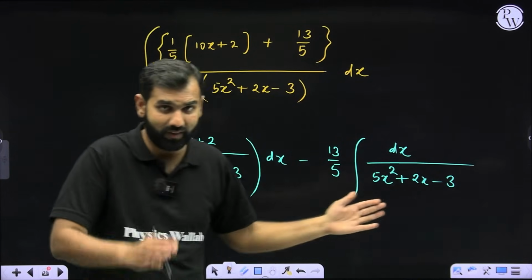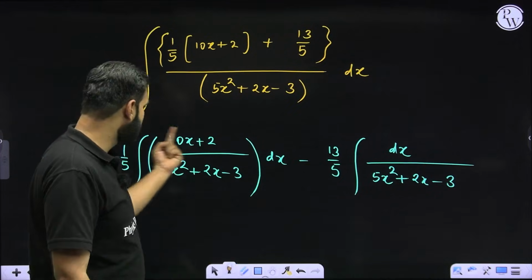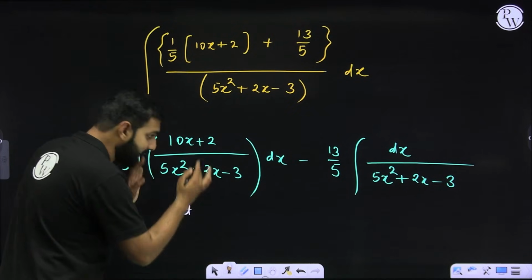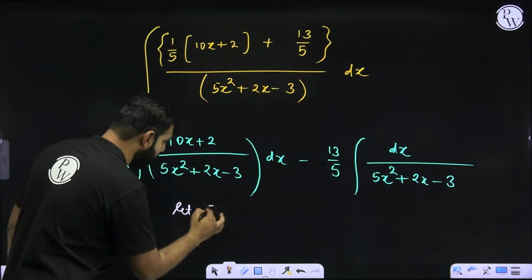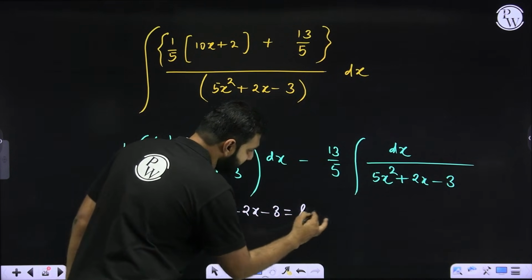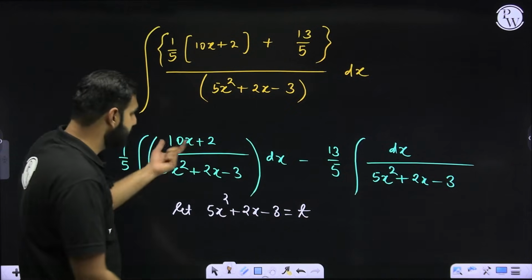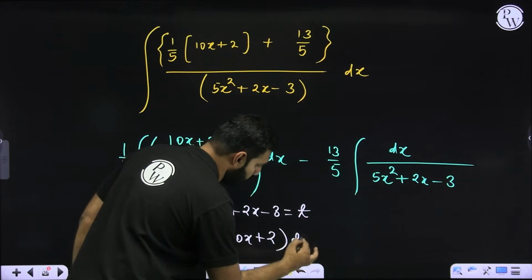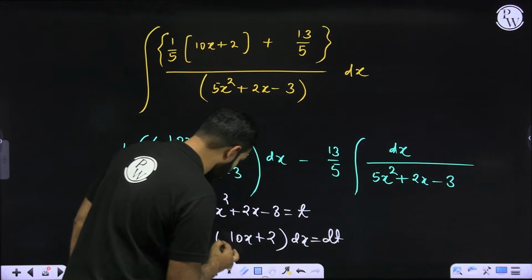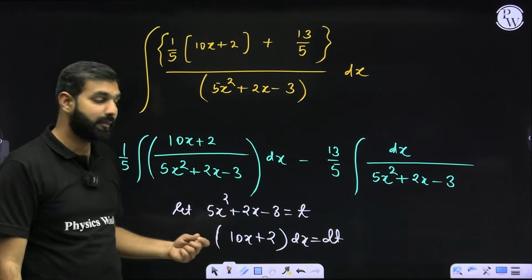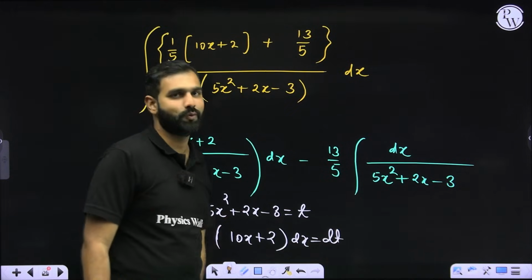This is exactly what we have just learned previously. What about this? This is even simpler. Why? Because if I let 5x square plus 2x minus 3 as t in this particular integral, would you not say that (10x plus 2) dx will be dt? And on that basis, I won't hesitate in saying that this is basically ln(t). ln(t) means ln of 5x square plus 2x minus 3.